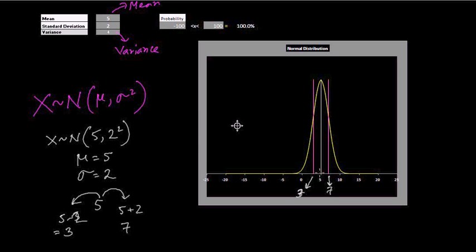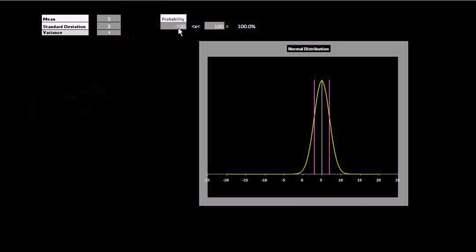So if you want to know the probability from here to here, there's a special rule. If you go from one standard deviation backwards and one standard deviation forward, it's usually written as mu plus minus sigma, and if you want to find the probability, that probability will be something around 68%. So let's calculate that. Let's put 3 here, and let's put 7 here. So you see this value is 68.3%. This is a very important rule to remember.